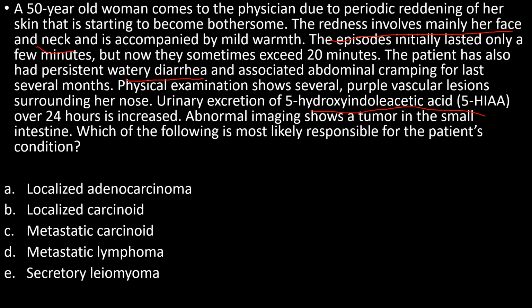Thus, the answer to this question will be metastatic carcinoid and not the localized carcinoid. Though there are some extraintestinal carcinoid tumors, for example bronchial carcinoid, which can cause carcinoid syndrome without metastasizing, as the vasoactive substances are secreted directly into the systemic circulation, bypassing the hepatic metabolism.